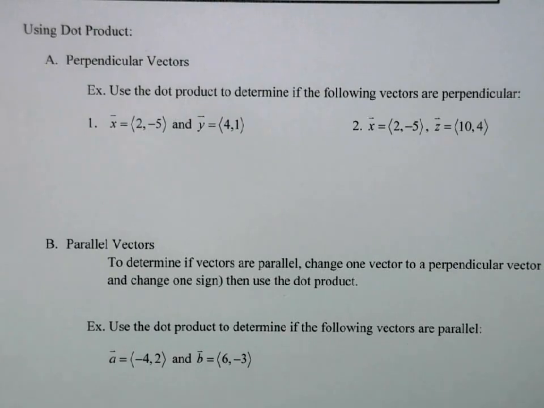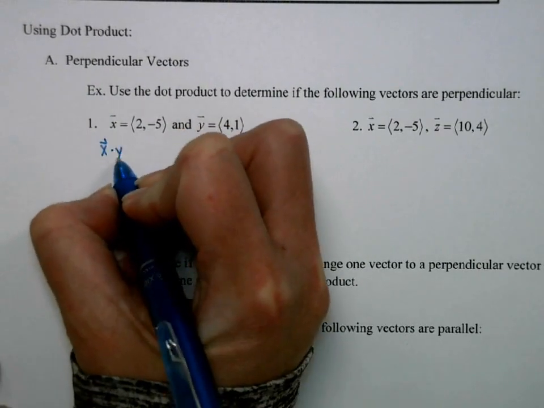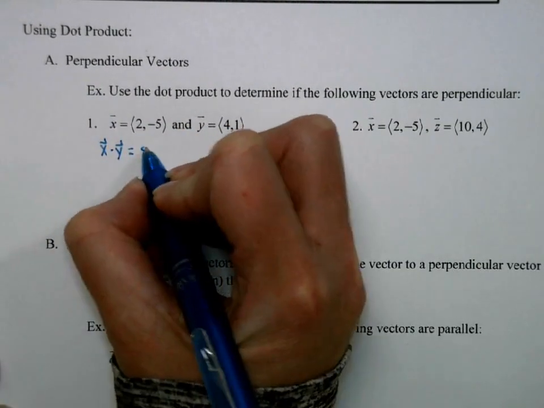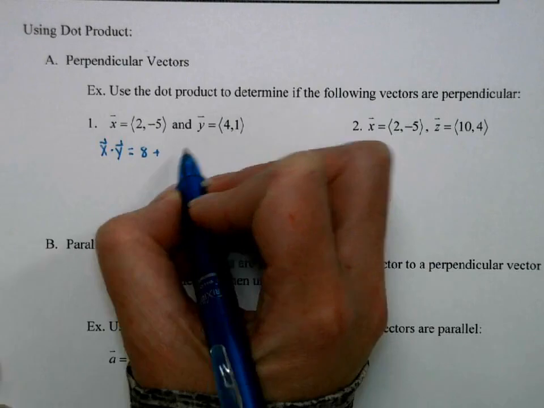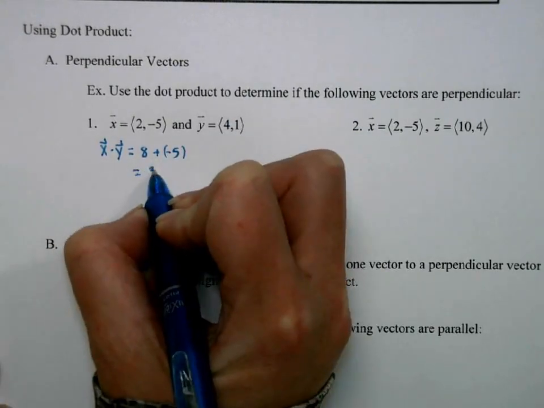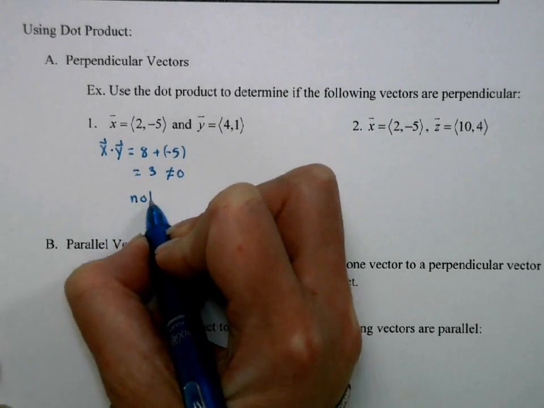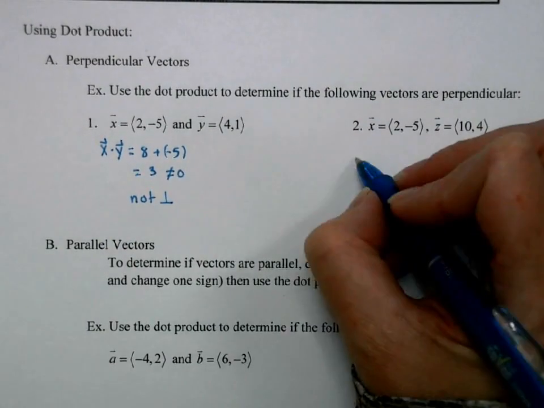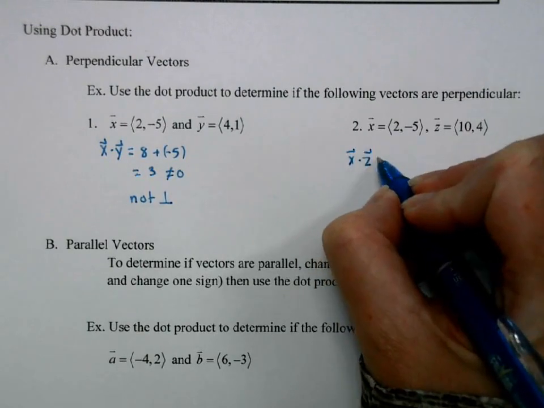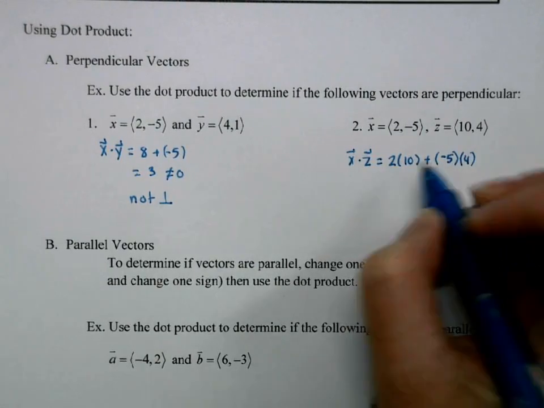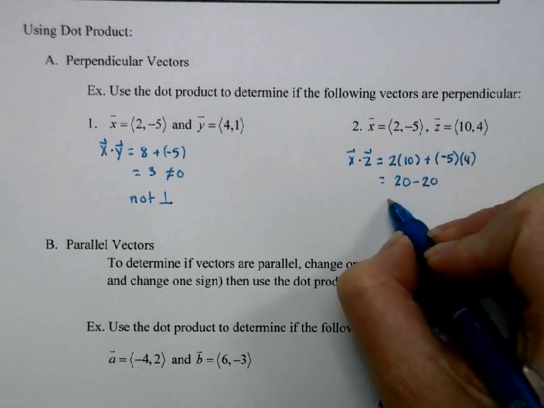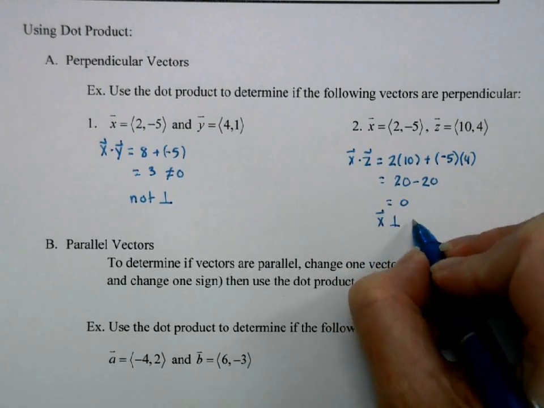Okay, so how do we use it? Obviously first, to show if vectors are perpendicular, we can just do the dot product. Okay, so we multiply the x's, and then multiply the y's. -5 times 1 is -5. So we get 3. 3 doesn't equal 0, so these are not perpendicular. This one here, okay, would multiply 2 times 10 plus negative 5 times 4, which is 20 minus 20, which is 0. So x is perpendicular to z.